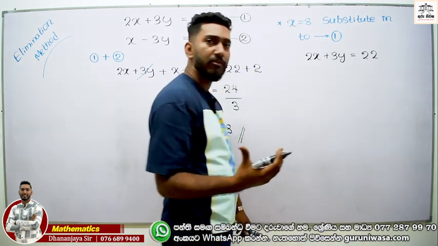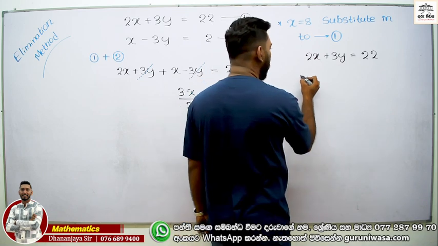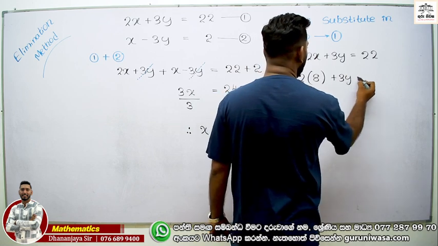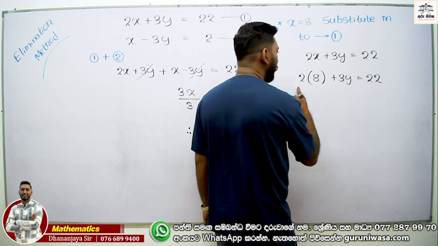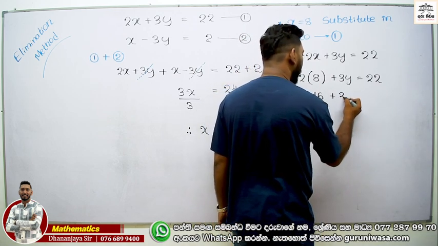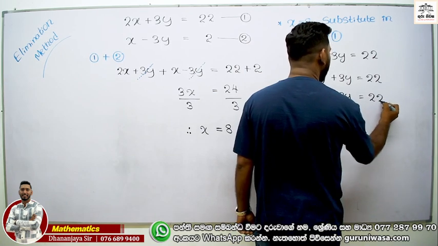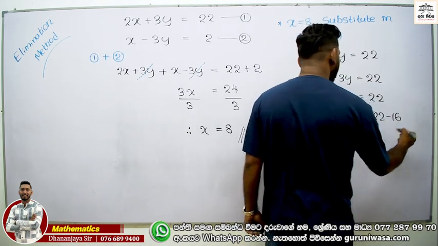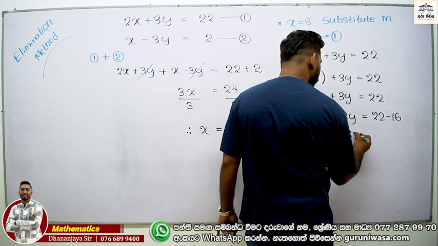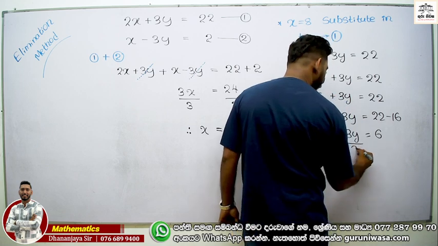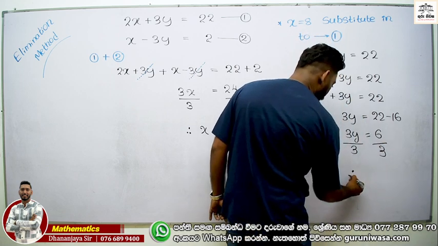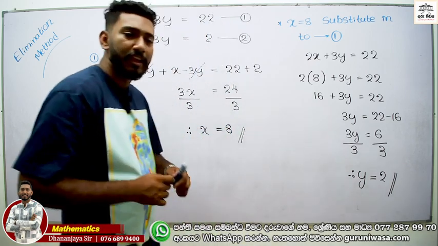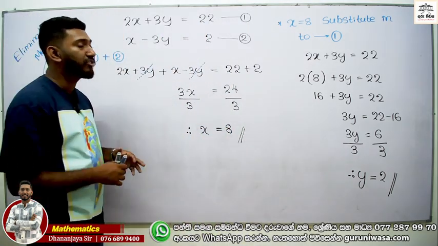And now we know the value for x. X is 8. Therefore, you can write 2 times 8 plus 3y equals to 22. Now 2 times 8 becomes 16 plus 3y equals to 22. Now 3y is equals to 22 minus 16. Now you can write 3y equals to 6. Both sides are divided by 3. Therefore, you can write y equals to 2. Now we have answers for x and y, and this method we call elimination method.